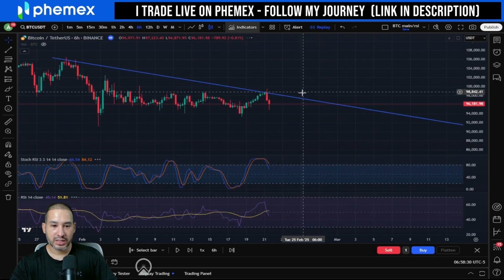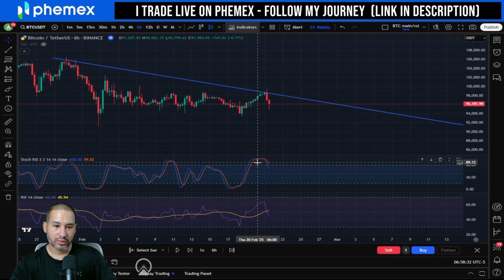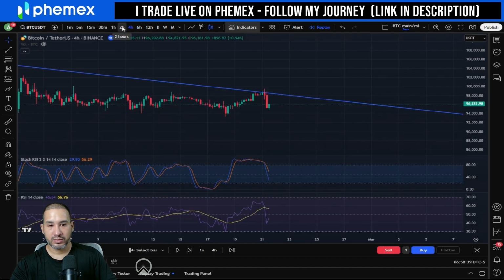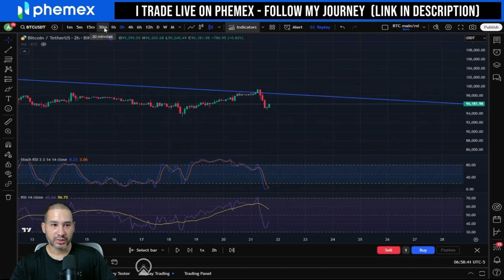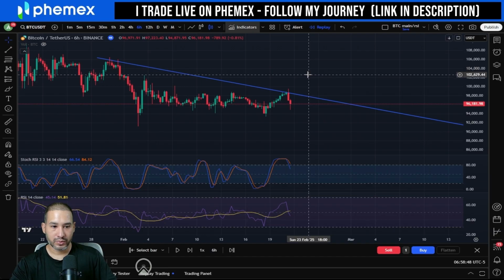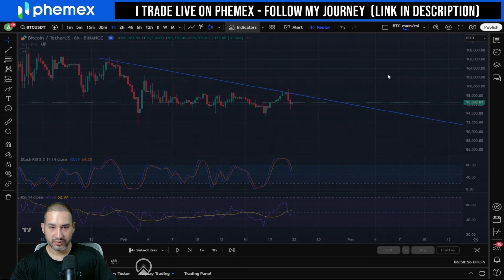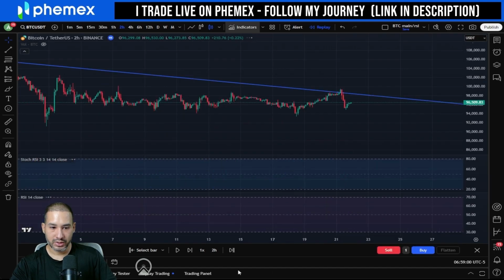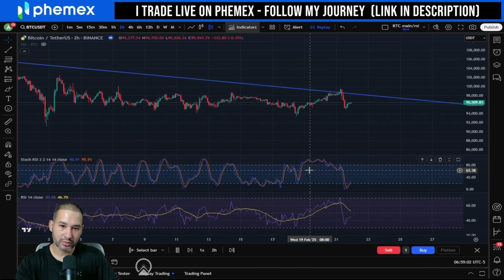And the 6-hour showing signs of being overbought still, turning over. So I'm not seeing anything here that really sticks out to there being overwhelming selling pressure or downward momentum. So I'm going to let this play out a little bit more. I'm going to go to the lower time frames, that way this plays out just a little bit slower.